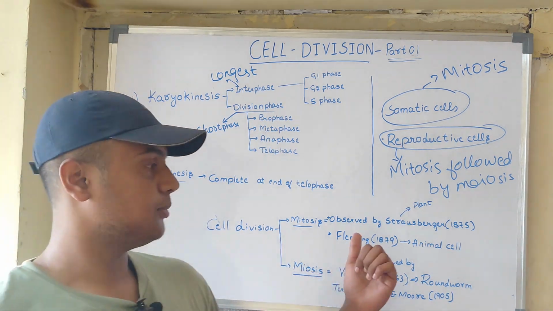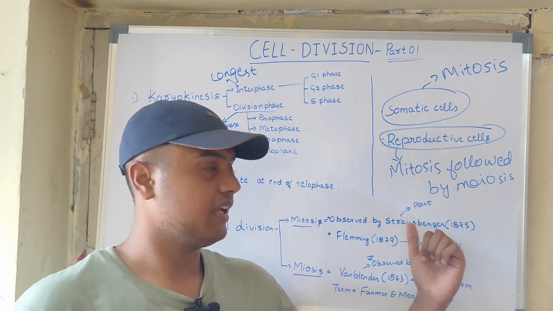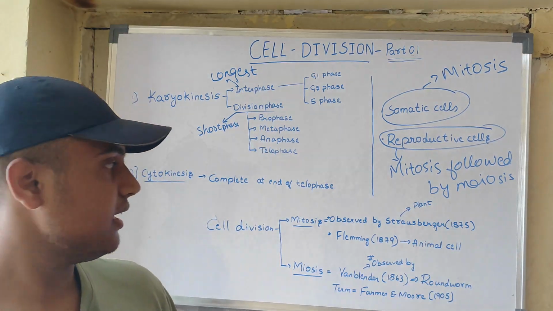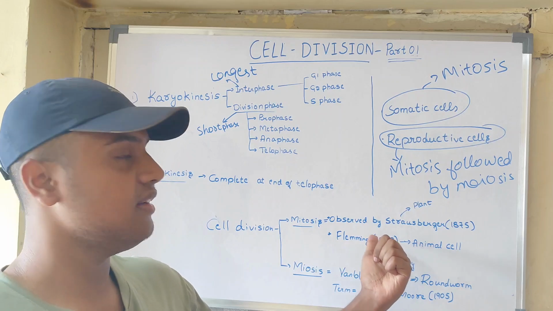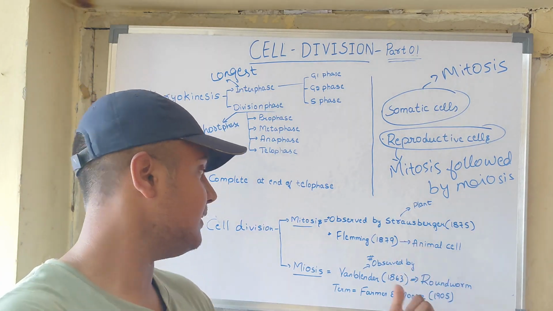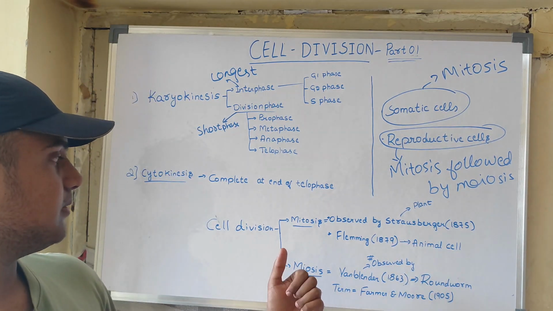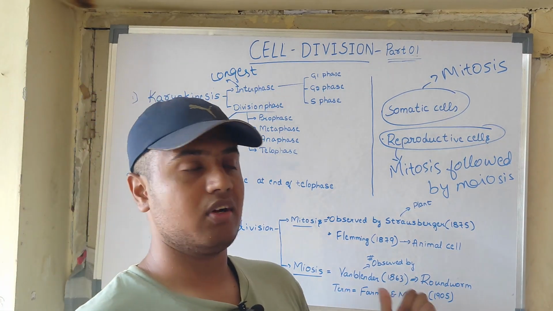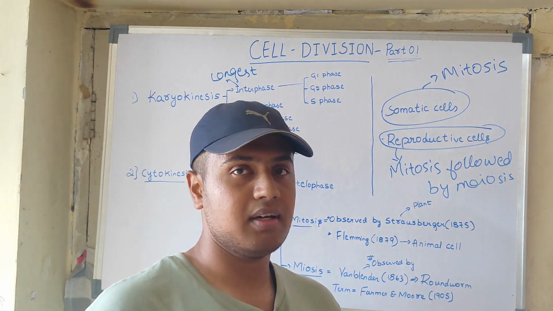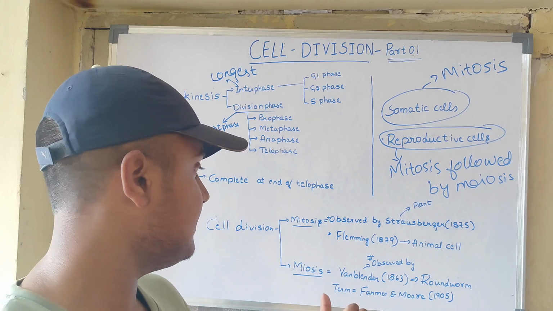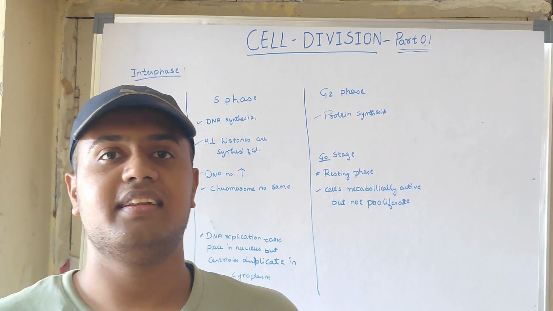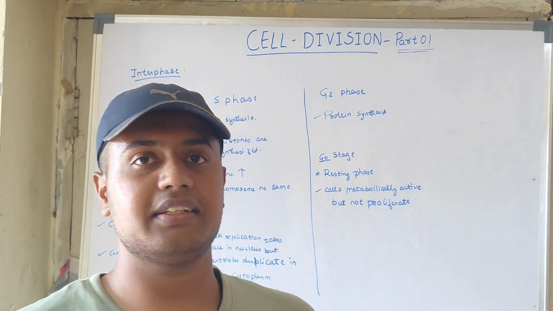Mitosis was observed by Strasburger in 1875 in plant cells, and in animal cells Fleming observed it in 1879. In meiosis, Van Beneden observed the meiosis process in roundworm in 1883, and the term meiosis was given by Farmer and Moore.